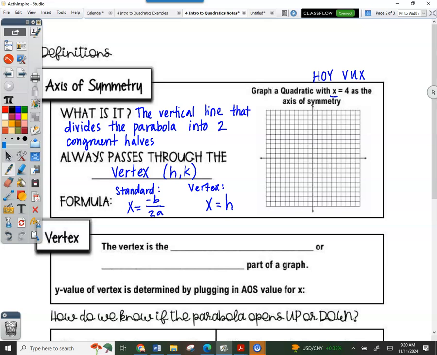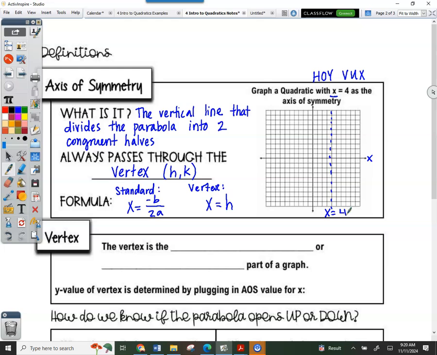Line up the x's. So this is going to be a vertical line on the x-axis at 4. So here's the x-axis. Let's find 4. It's right there. And we're going to drop a dotted line to serve as the axis of symmetry of our quadratic function. So this dotted line is the axis of symmetry, x equals 4.